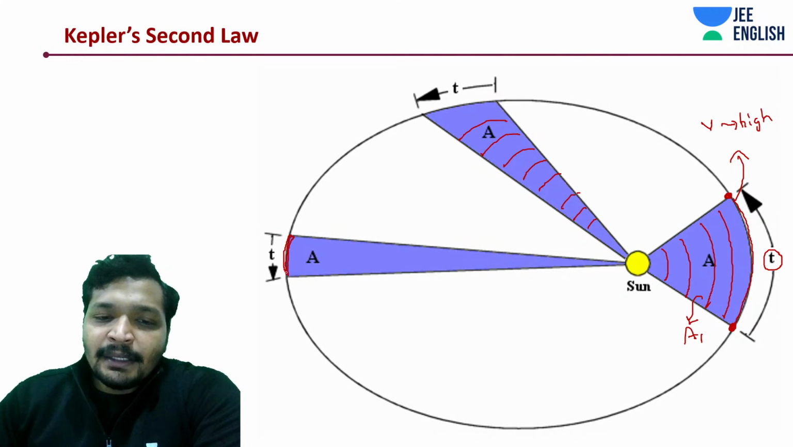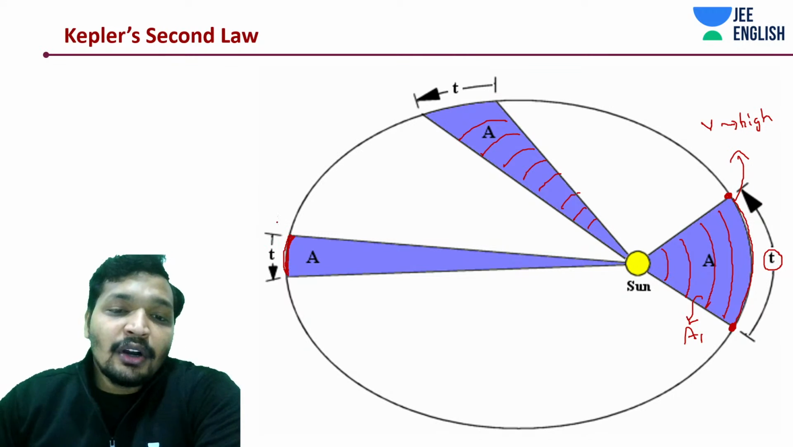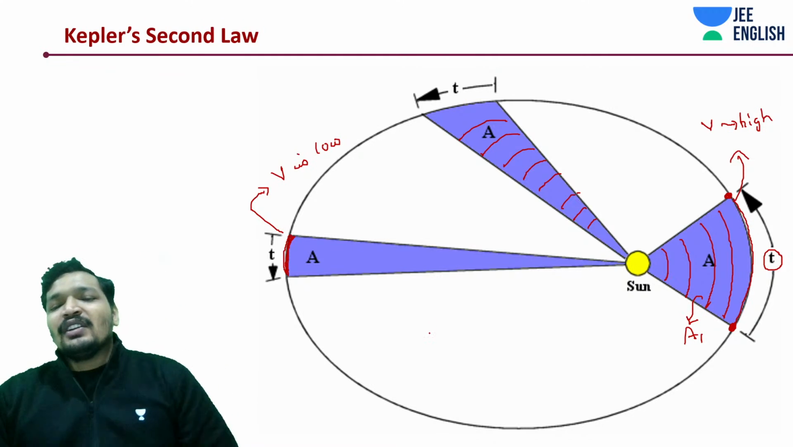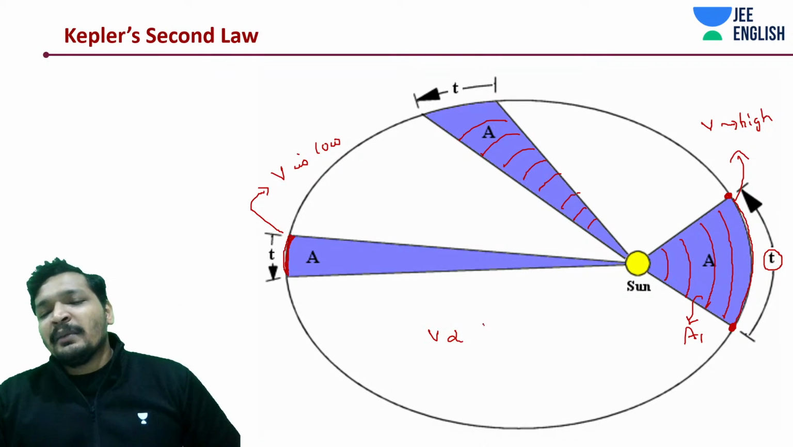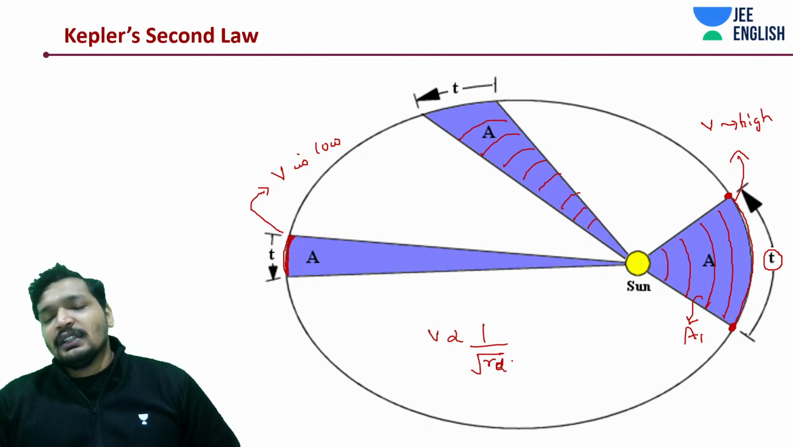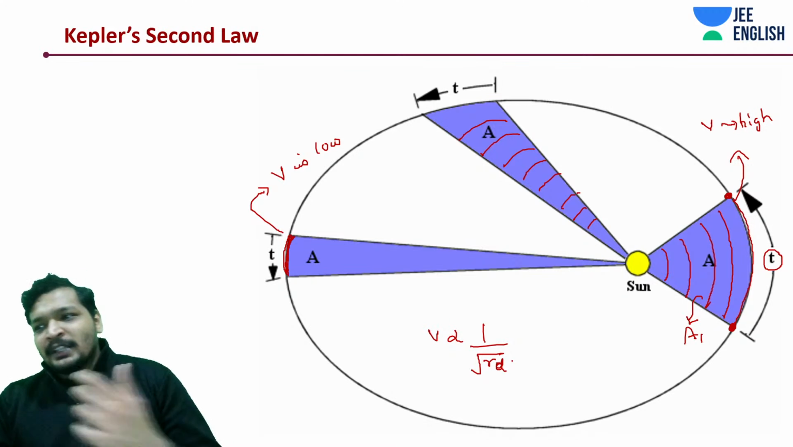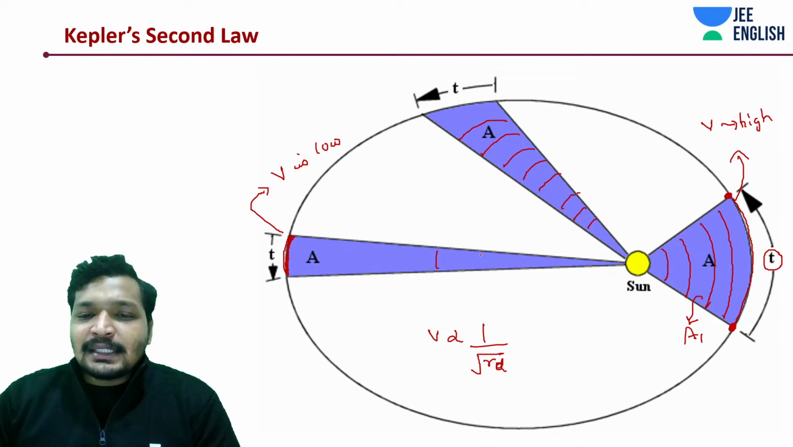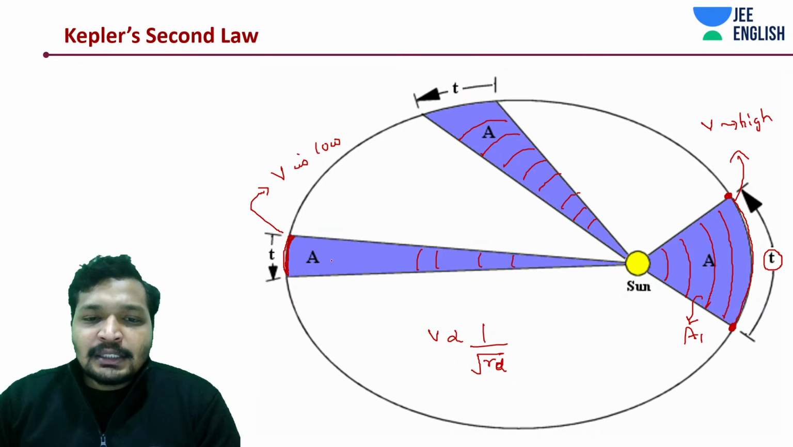Why is that happening? Students, this is because V is low, velocity is low, distance is high. Velocity is proportional to 1 by root of distance. It's root of distance, I would say. Because it's an elliptical orbit, it's no more like the same old thing. So that's about your Kepler's second law.